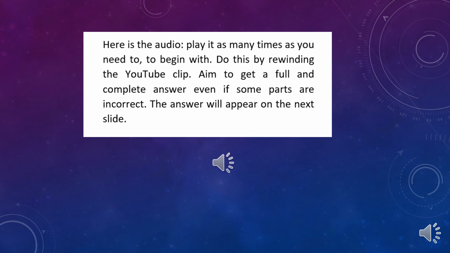Okay, a slightly longer, more drawn out example there. I hope that was clear enough for you. Please keep rewinding to get your full complete answer. Even if some parts are incorrect, try to get as much in as you possibly can. Right, next slide for the answer.